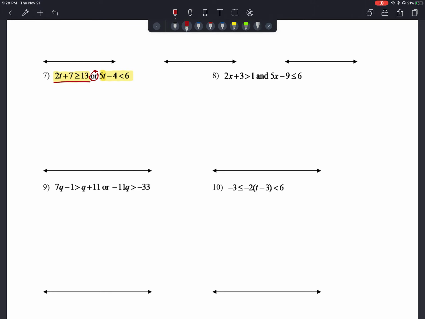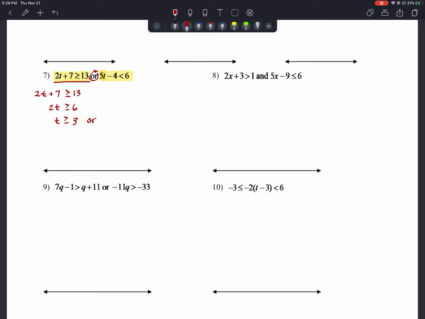Here we go. 2t plus 7 is greater than or equal to 13. Let's go ahead and rewrite that one, and then we'll solve it, okay? All right. So we're going to start out by subtracting 7 from each side. We have 2t is greater than or equal to 6. And then we're going to divide by 2 on each side. And if you get that t is greater than or equal to 3, you did a great job.